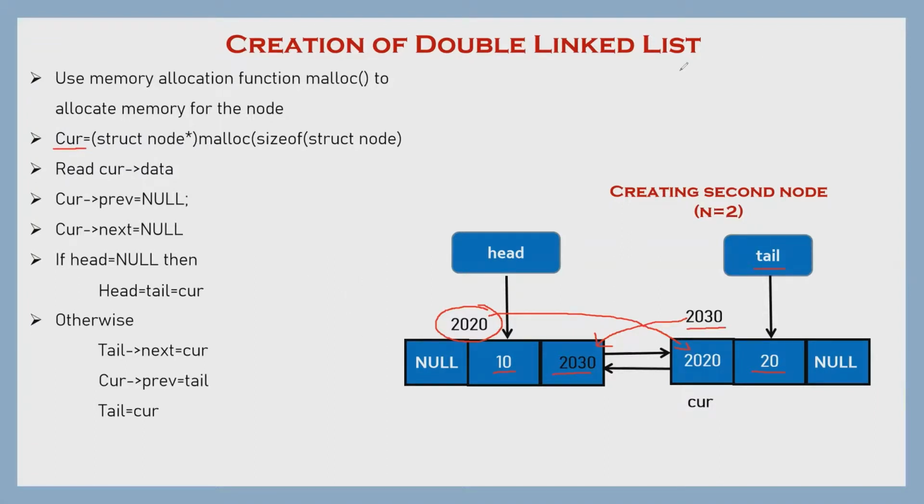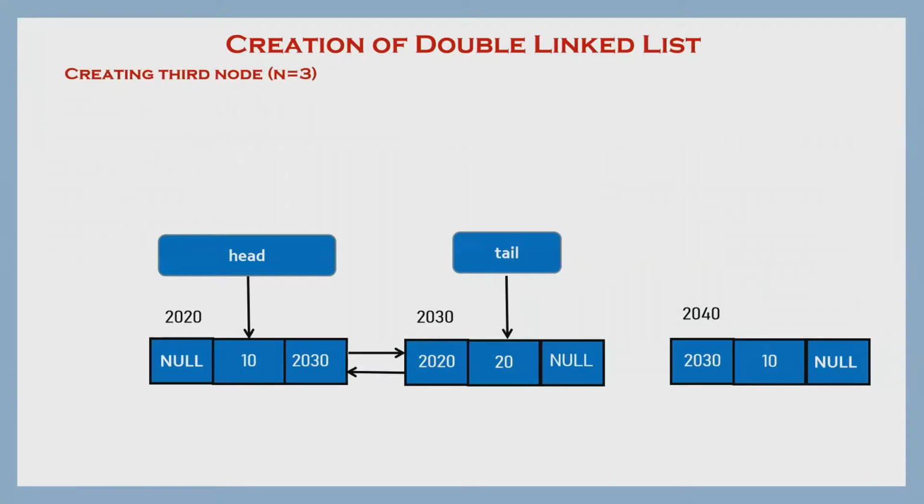Now let us try to insert one more node, the third node, into the double linked list. Previously tail is pointing to 20, head is pointing to 10. Now we have created a new node, that is current, whose value is 30. Is head null? No. So tail next should point to the current.